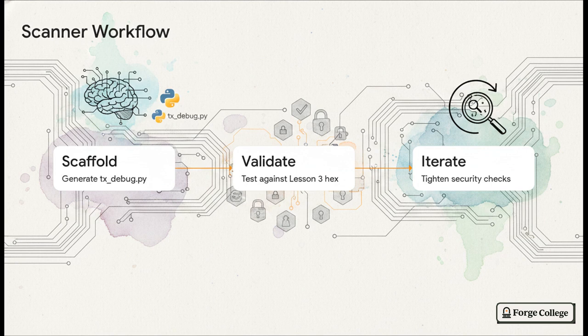Step 1, prompt your AI to scaffold a basic parser. Step 2, validate it against the exact hex you assembled in the last lesson. And step 3, iterate. You just ask the AI to tighten its error detection based on what it finds. It's this continuous, really satisfying loop of building, testing, and refining.